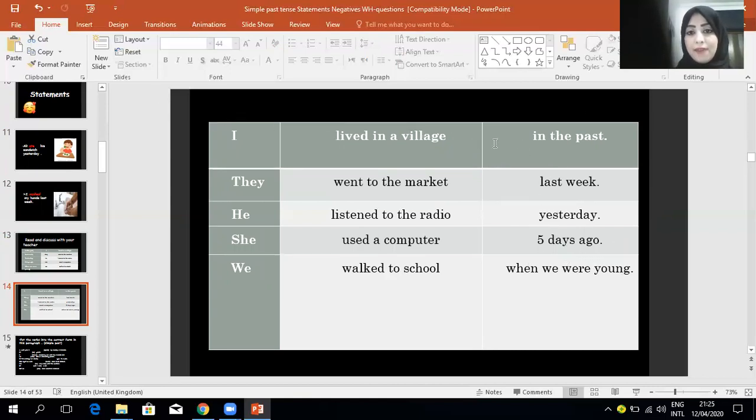I lived in a village in the past. They went to the market last week. He listened to the radio yesterday. She used a computer 5 days ago. We walked to school when we were young. These are examples with keywords. The keywords can be at the beginning of the sentence or at the ending of the sentence. The structure is subject, the form of simple past verb, then the complement.